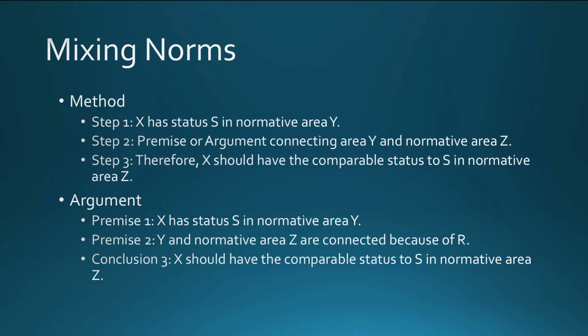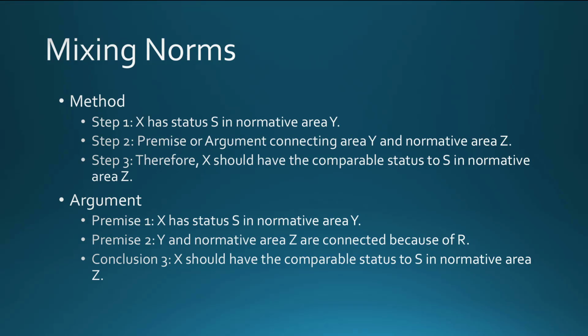We'll call this reason R as to why they're connected, and then you conclude that X should have the comparable status to S in normative area Z because they're alike. And in some ways, you may be thinking back to the argument by analogy. In some ways, they're similar. So essentially what you're trying to show is that these two areas are alike. So if something is, say, sinful in religion, that it should be comparably bad in ethics, like, evil.